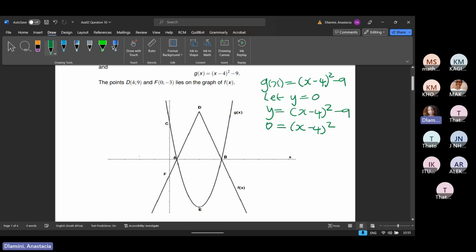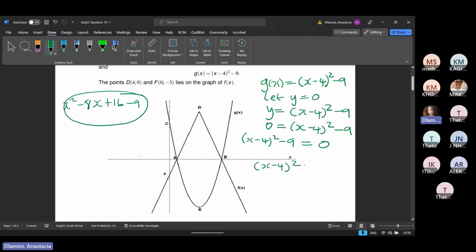If you want, you can expand the brackets, saying x squared minus 8x plus 16 minus 9, so that you factorize. But here I'll just continue like this. Let's write it nicely: x minus 4 squared minus 9 is equal to 0. Then we take the 9 to the other side, so x minus 4 squared is equal to 9. Then we take the square root on both sides. Are we all okay there? Yes.